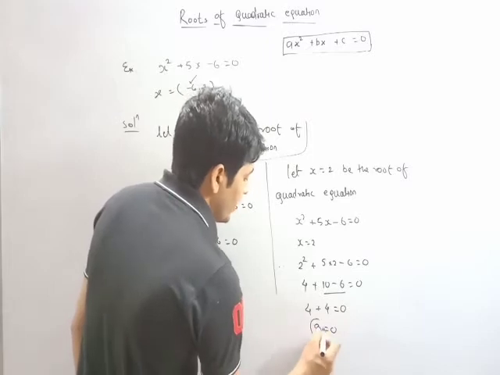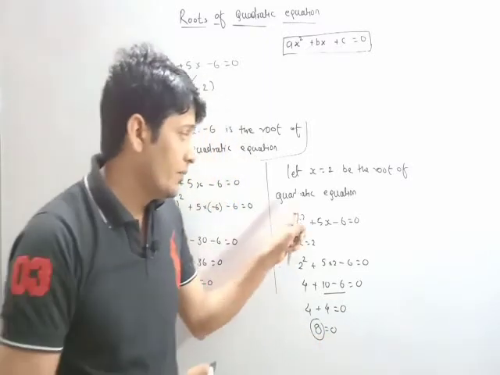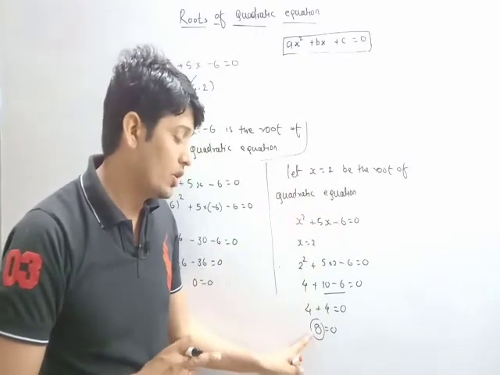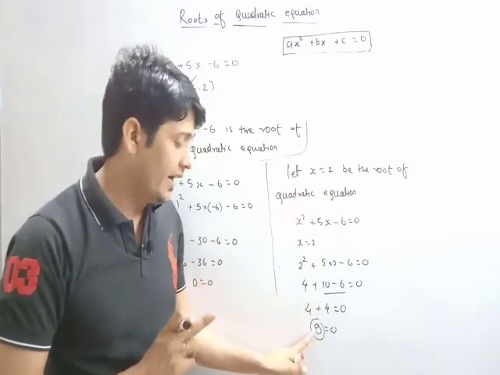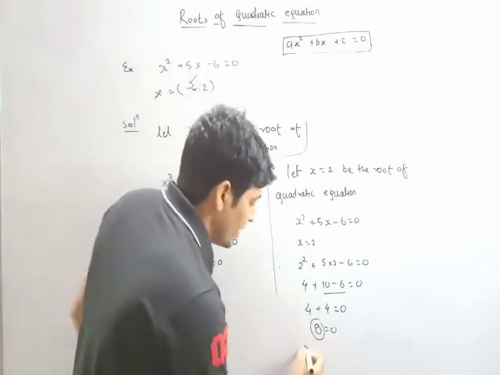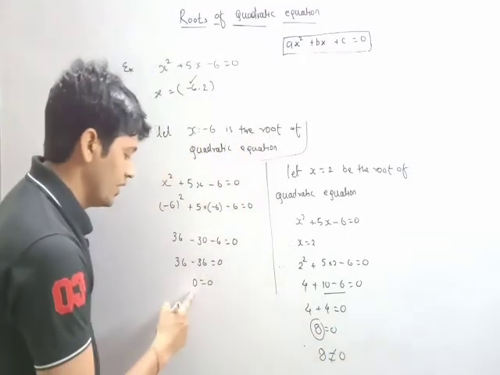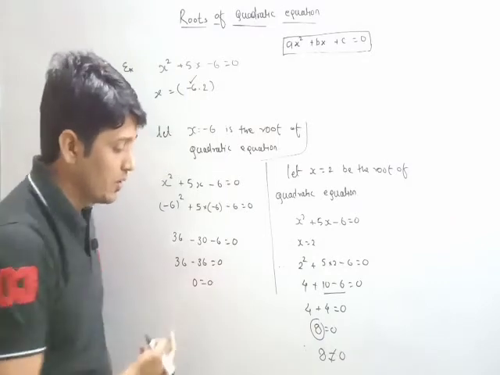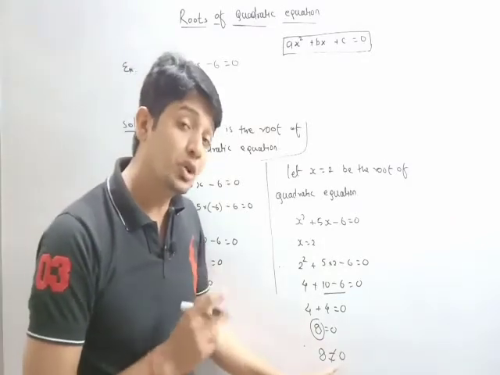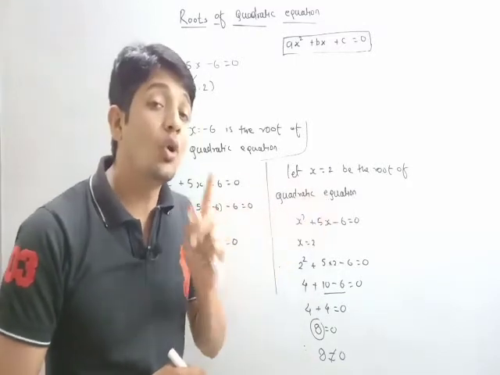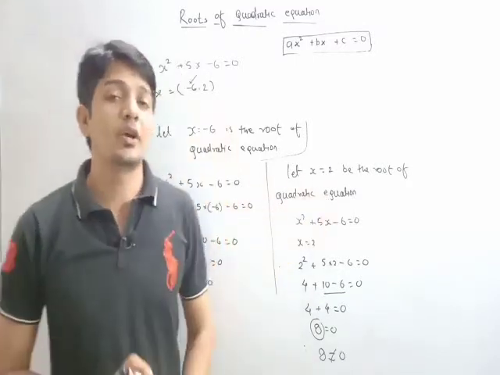So see, if we place x equals to 2, then we get the answer 8, and 8 is not equals to 0. Here 0 was supposed to equal 0, but here 8 is not equals to 0. That means this x equals to 2 is not the root of the quadratic equation.